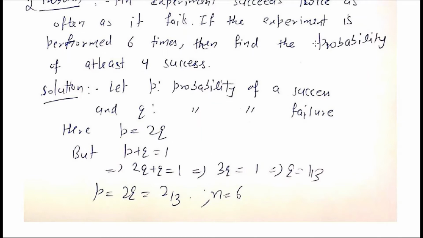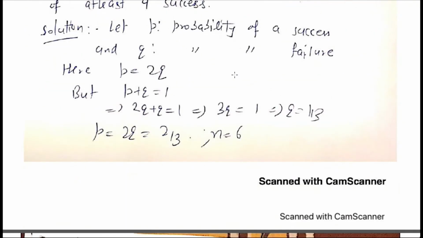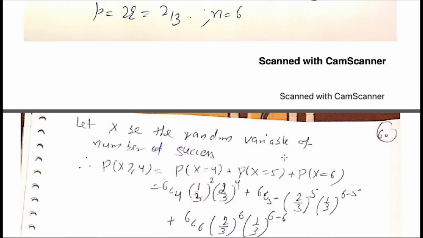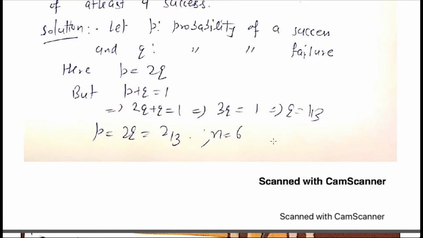Now if the experiment is performed 6 times, again it's a question of binomial distribution because here the number of trials is 6, that is finite. So if the experiment is performed 6 times, find the probability of at least 4 successes. This problem is similar to the previous problem. Here let X be the random variable that denotes the number of successes. So the probability of X greater than or equal to 4 will be P(X=4) plus, and so on, up to P(X=n). Here our n is 6.